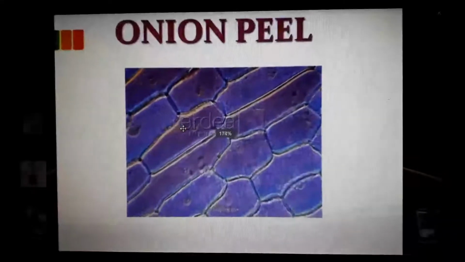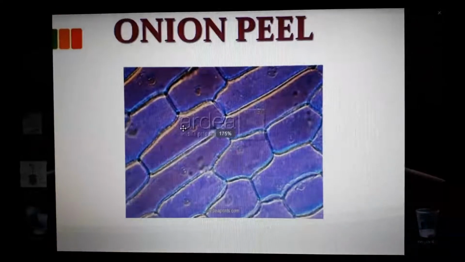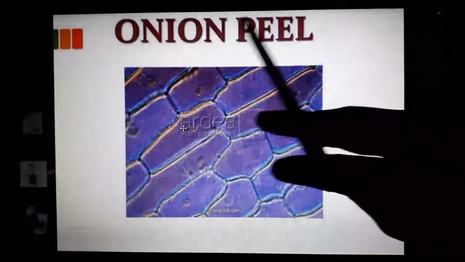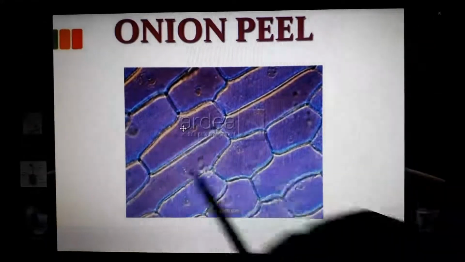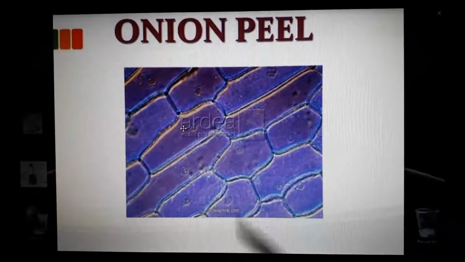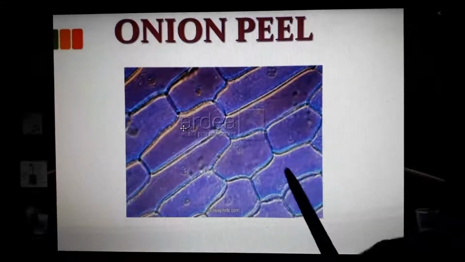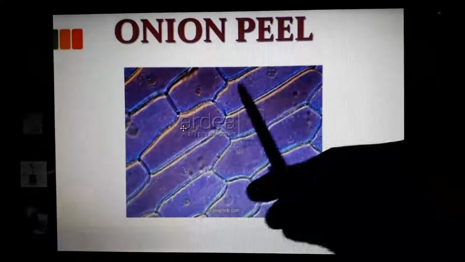So if we just zoom into an onion peel, you know what an onion is? What do you call it in Kannada? Iruli, isn't it? If we zoom into an onion peel, that means the skin, if we take that onion peel and use a microscope to zoom in, what will we see? We will see cells like this. Understand? Cells like this we will see.